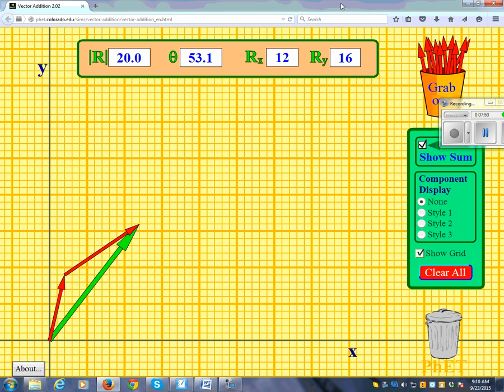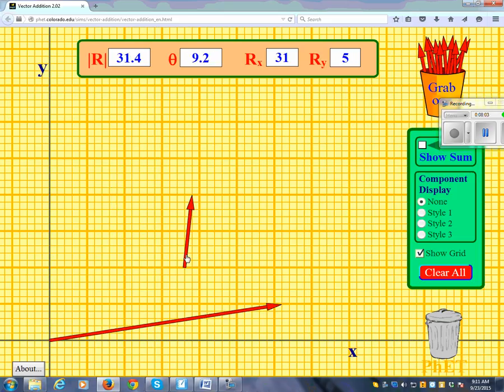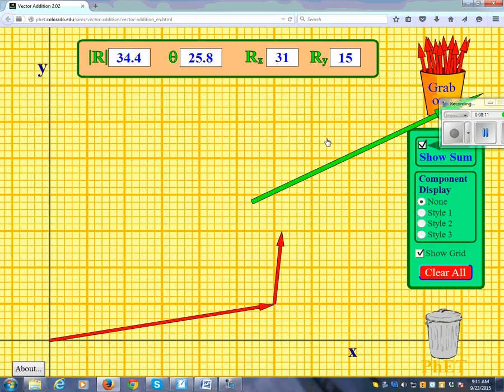When I click on this link, I get this. So I'm going to grab a vector, and there's another one. And I'm just going to sort of do whatever, like this, right? Where's the resultant? It's from where you start to where you end.